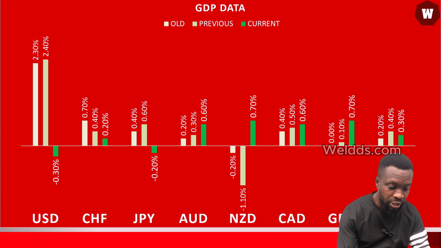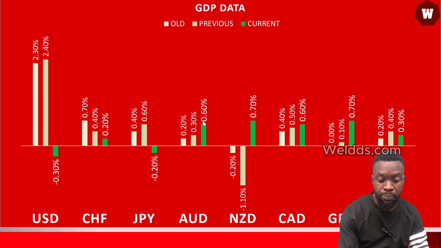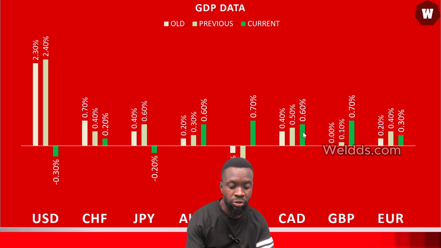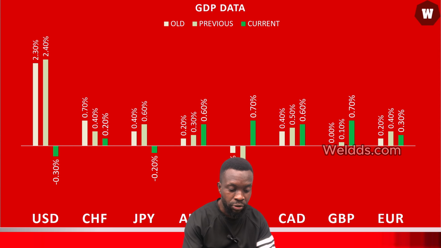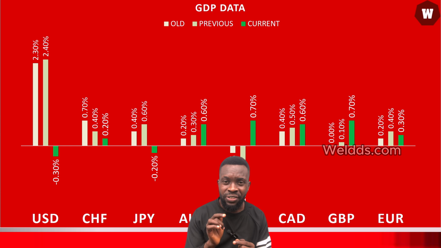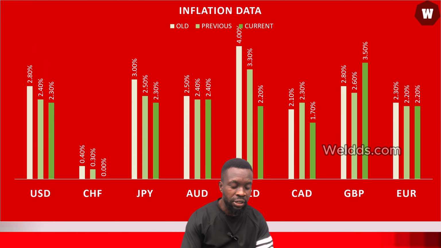Then in Switzerland, you see GDP also declining from 0.4 to 0.2. In Japan, we also noted a 0.2 decline, a drop from 0.6. While in Australia, we see GDP growing. In New Zealand, we see GDP grew to 0.7 from previously where it was at minus 1.1%. In Canada, you saw GDP growing. In Great Britain, GDP grew a little. And in the Euro area, we saw a slight drop in GDP. From GDP now, you are seeing that Australia is having a good GDP growth. It shows GDP will contribute to the strength of the Australian dollar, but GDP is not just what you have to look at. Now, the next thing you have to see here is inflation.